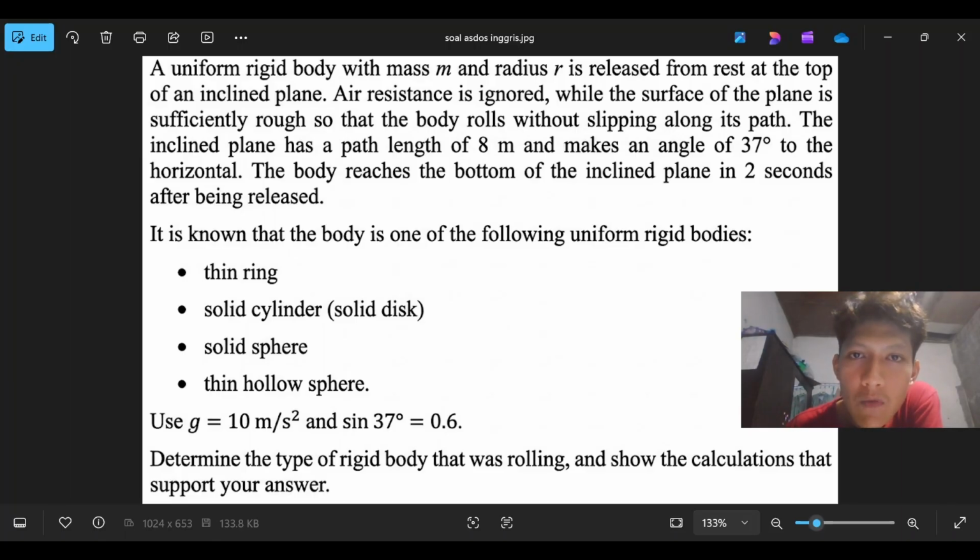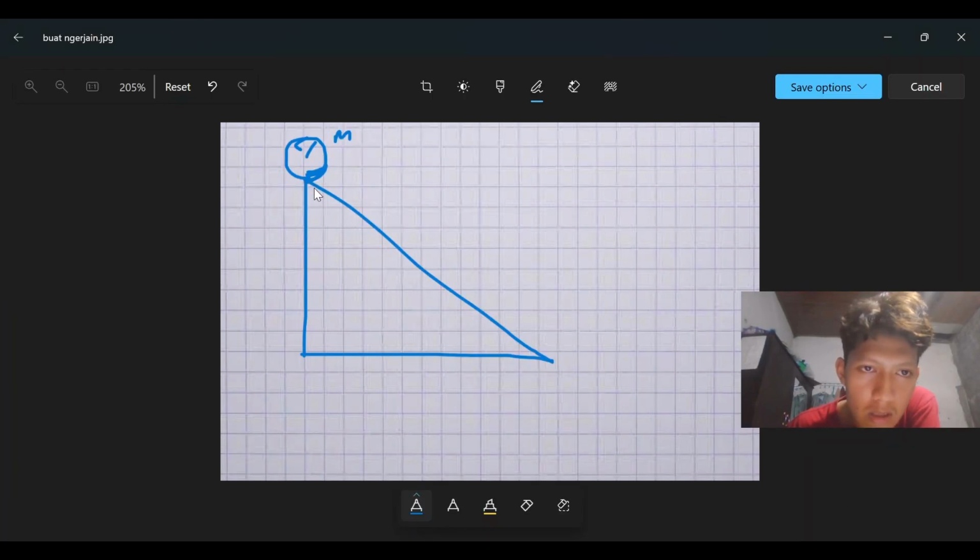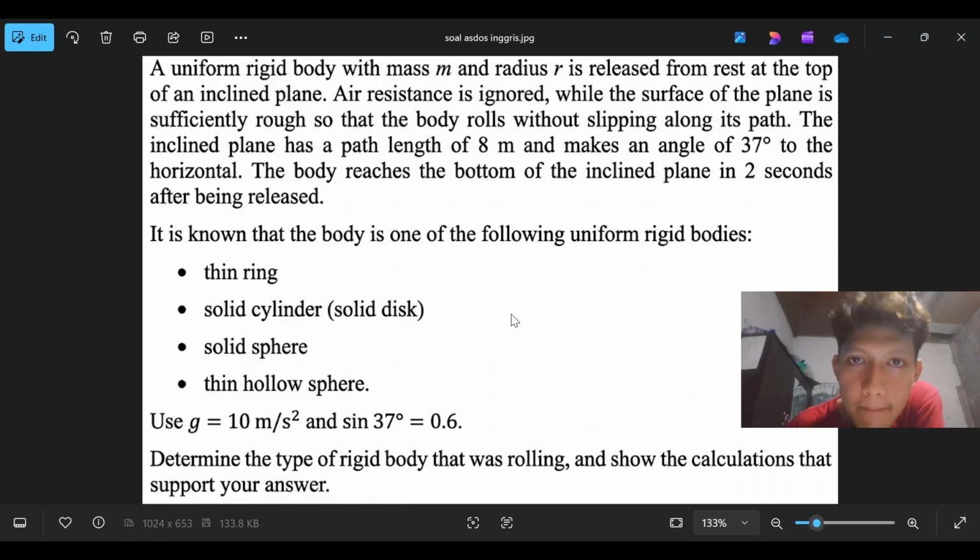Air resistance is ignored while the surface of the plane is sufficiently rough so that the body rolls without slipping along its path. So from this information, we can conclude that the surface of this inclined plane has some kind of friction, so that this ball rolls without slipping. Next, the inclined plane has a path of length 8 meters and makes an angle of 37 degrees. The body reaches the bottom of the inclined plane in 2 seconds.